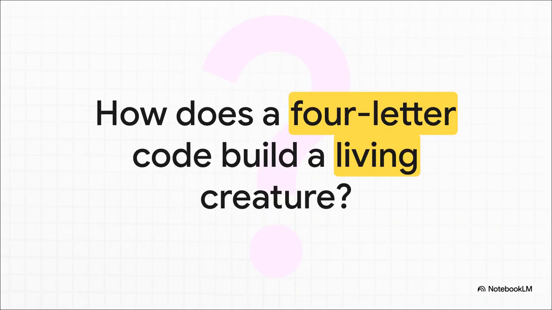I mean, it sounds kind of impossible when you think about it, right? The entire instruction manual for a person or a tree or even a tiny little bacterium is written in an alphabet that only has 4 letters. So how in the world does this super simple code create the mind-boggling complexity of life? That's the puzzle we're going to solve together today.